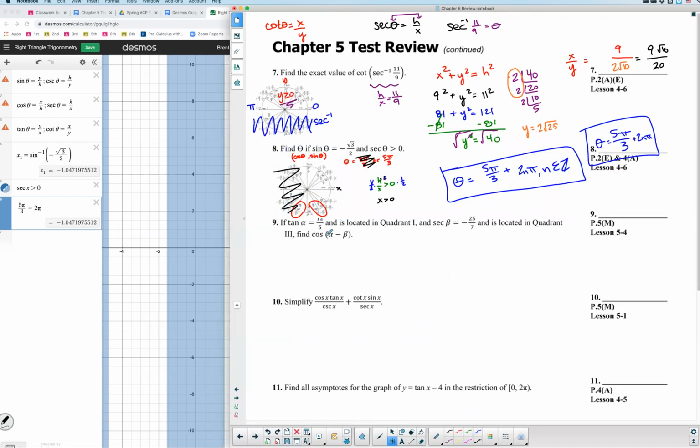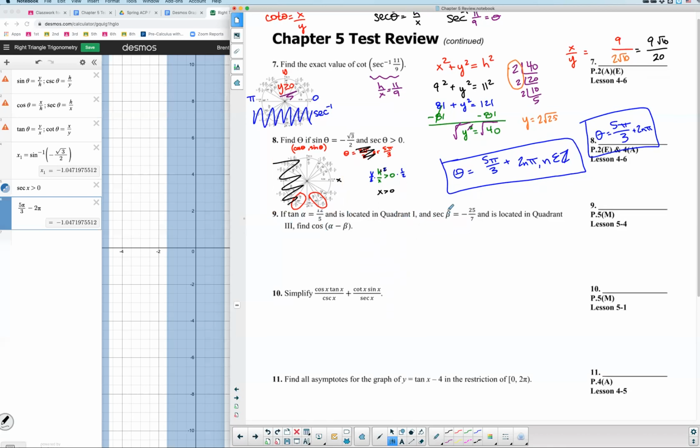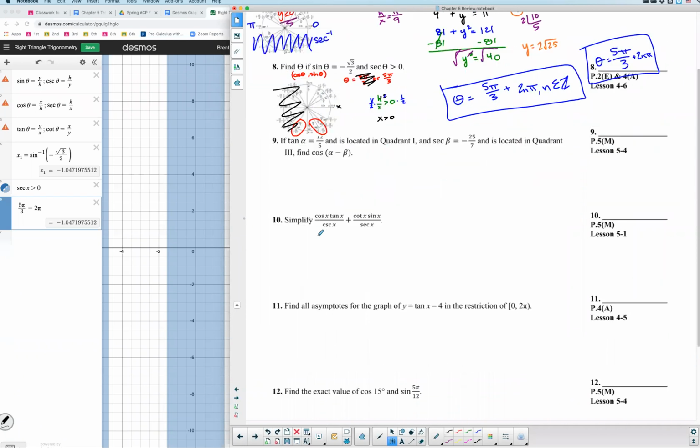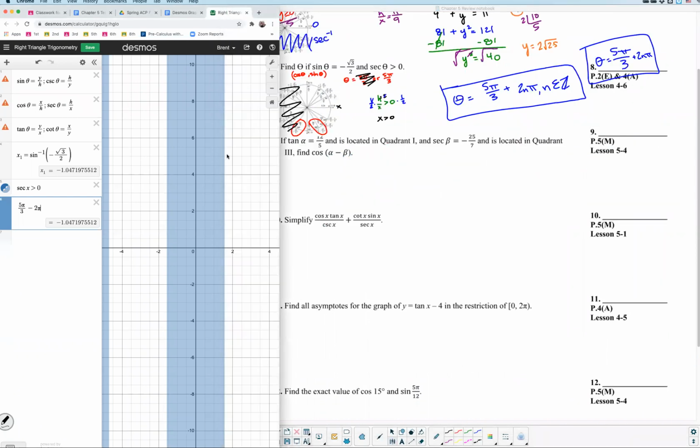It says, let me send this to the back. Okay, if tangent alpha is 5/12 and is located in quadrant 1, and secant of angle beta is -25/7 and is located in quadrant 3, find cosine of A minus B. That's a formula we learned on lesson 5.4.